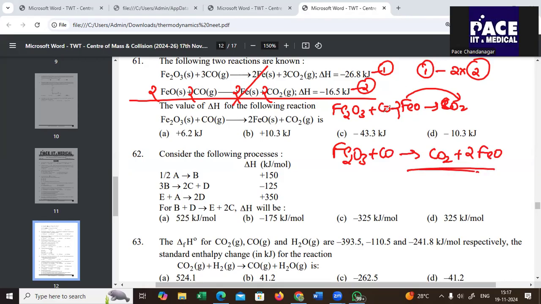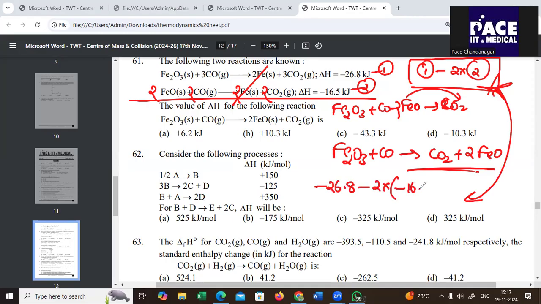So for the first equation, we will focus only on this part now. The first equation is minus 26.8, minus 2 times the second equation, which is minus 16.5. Now you work this out, that will give you the answer. It has to be 6.2. Once you calculate it, you will get that. In case you don't understand, please pause it, go back, and then come to me. In case you still don't understand, please get back to me.